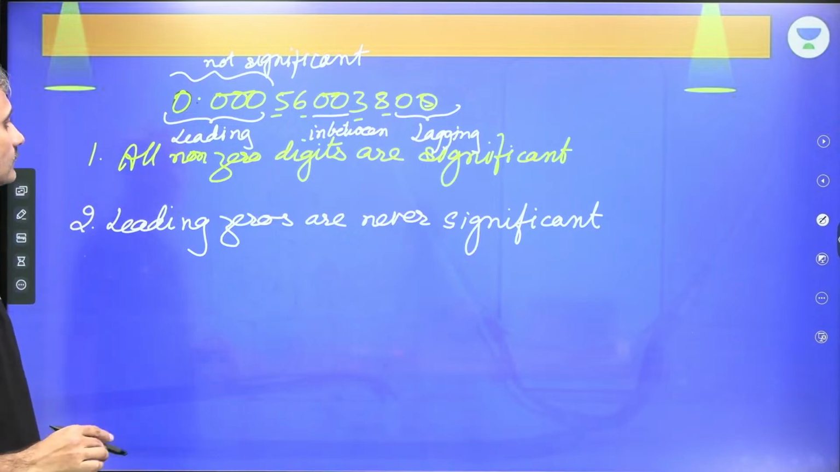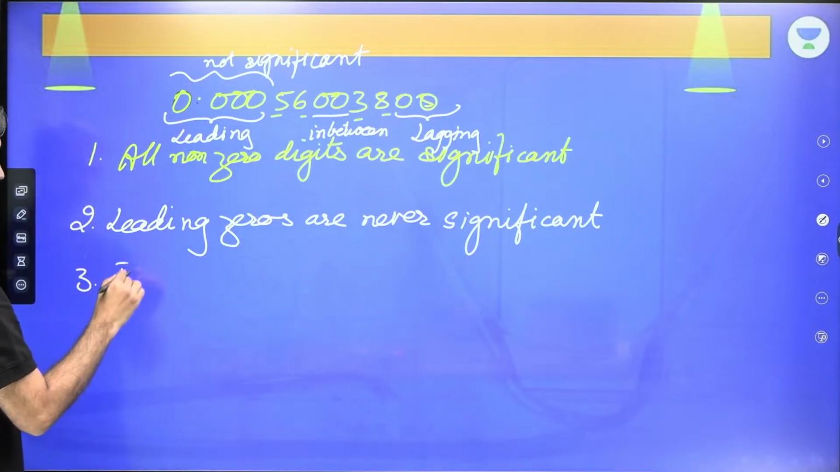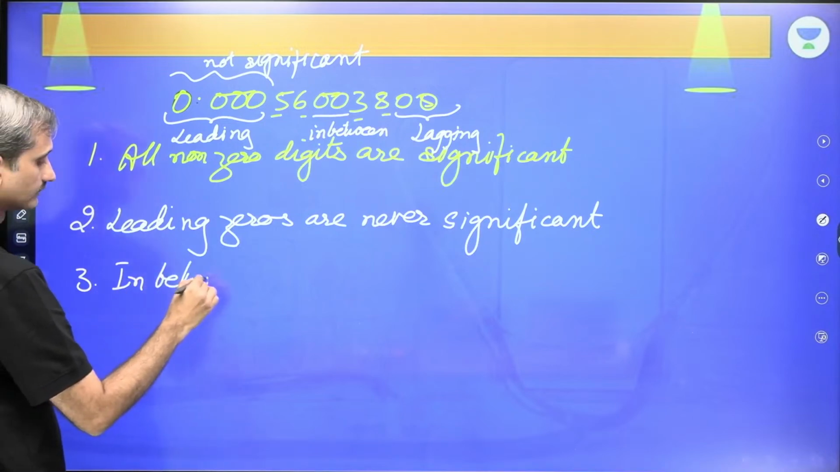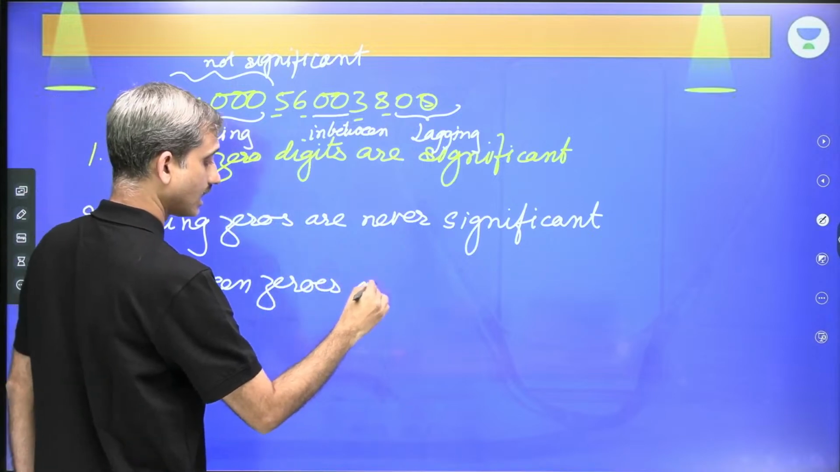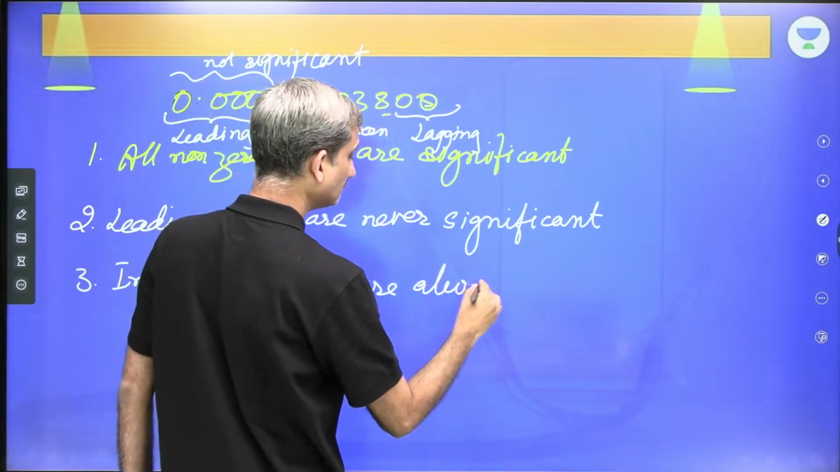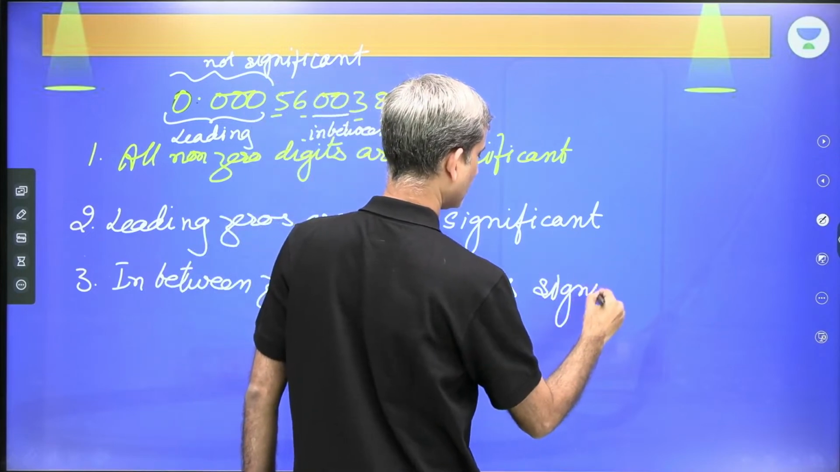Clear? In between zeros are always significant.